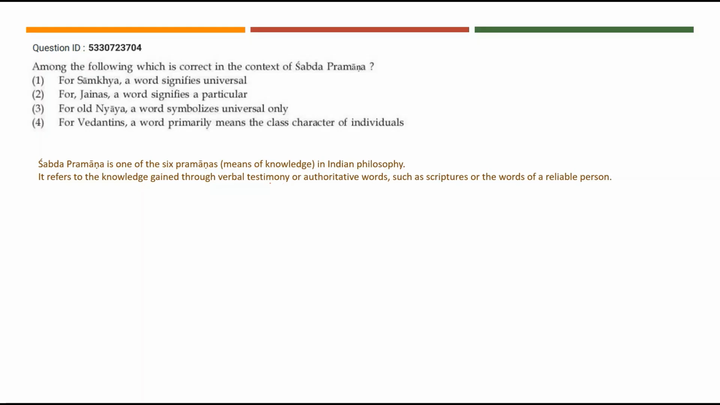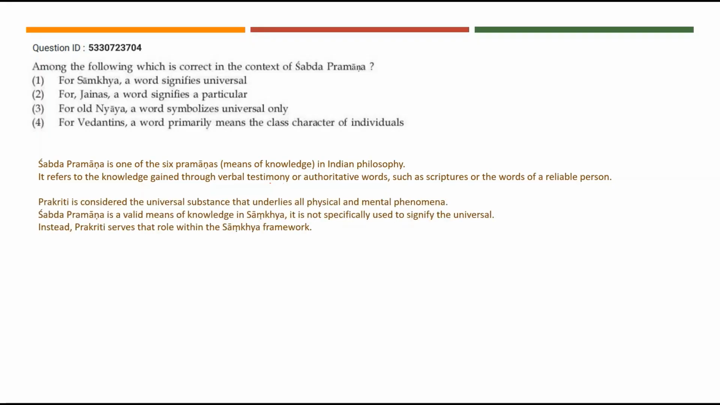Now let's look at the 4 options. Prakriti is considered the universal substance that underlies all physical and mental phenomena. Sabda Pramana is a valid means of knowledge in Samkhya. It is not specifically used to signify the universal. The first option says that for Samkhya, a word signifies universal. So what signifies the universal there? We have a word called Prakriti. Prakriti serves the role within the Samkhya framework.